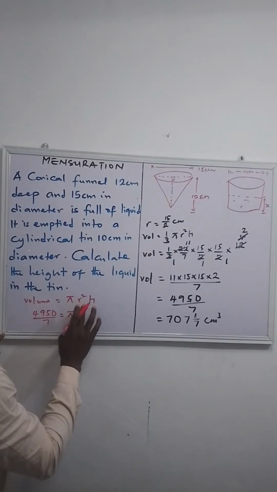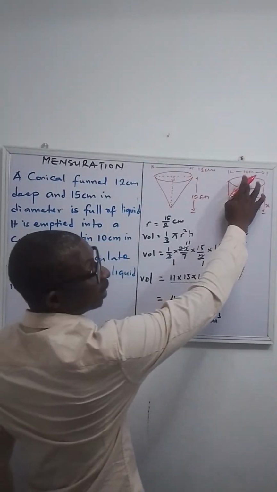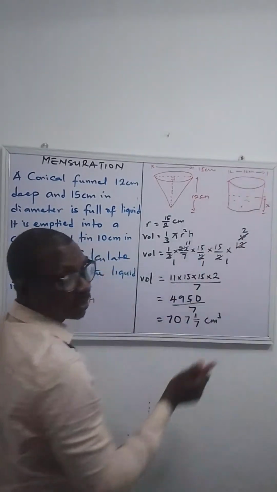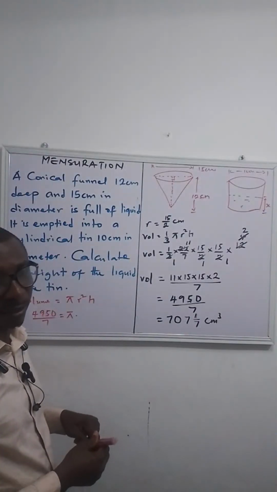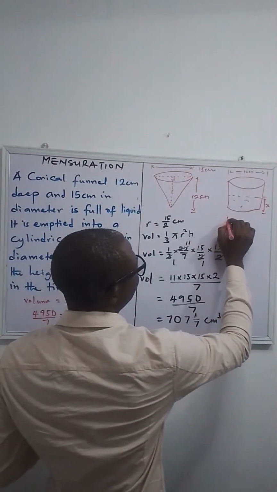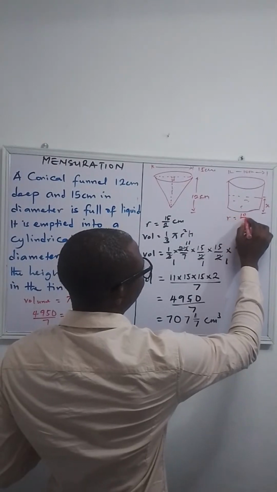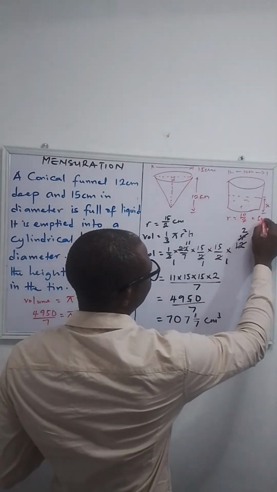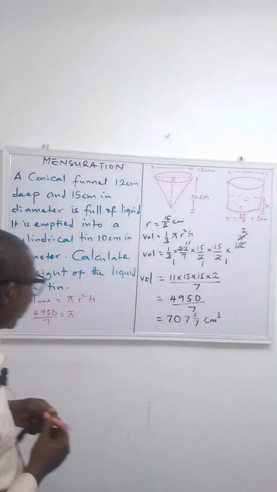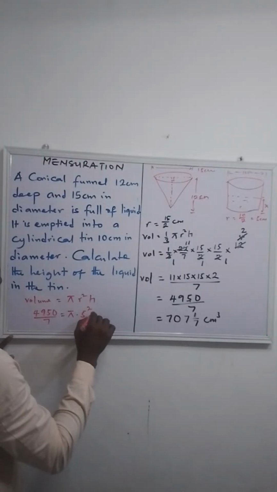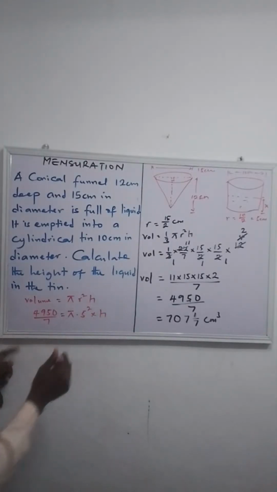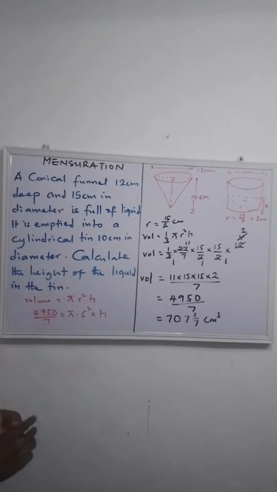Now r in this case, look at it. The diameter here is 10 centimeter, and the radius is half the diameter. So that means the radius here is 10 over 2, and that is 5 centimeter. So here we have 5 raised to the power of 2 times height. We're actually looking for this height. I hope you understand that. Okay, good. So what do we do next here?